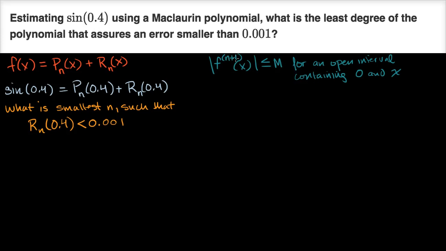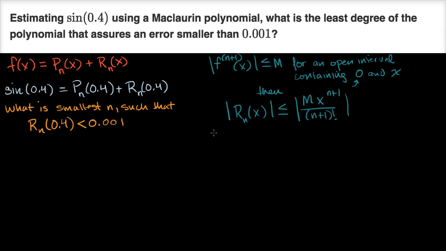So if the absolute value of our n plus 1th derivative is less than or equal to M over an open interval containing where we're centered, this would be c if we're talking about the general case, and x, then this is the part that's useful: we can say that the remainder for the nth degree polynomial that approximates our function is going to be less than or equal to M times x to the n plus 1 over n plus 1 factorial.